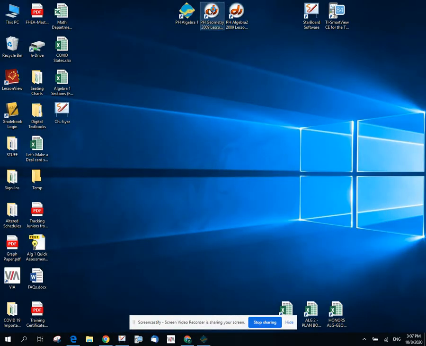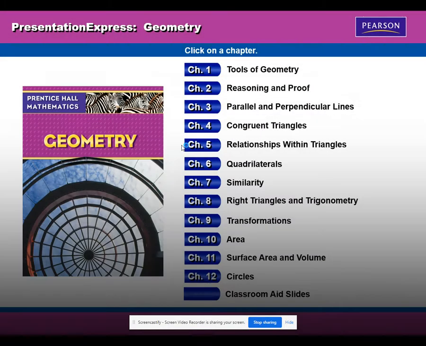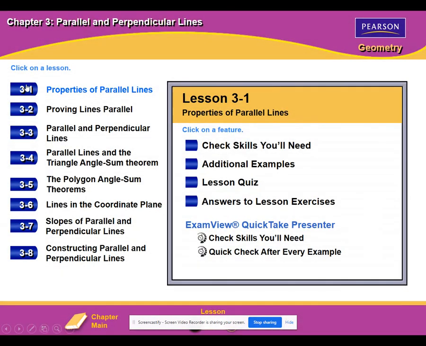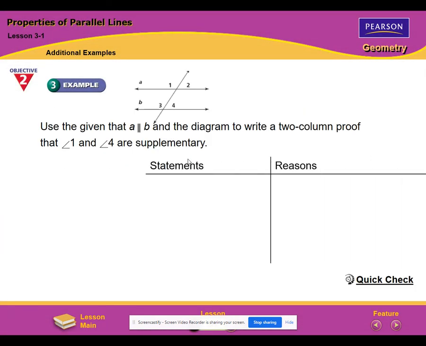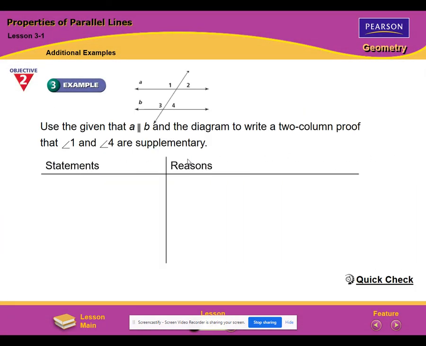First of all, we're not there yet. Let's look at a couple of examples. There will be one proof in these examples as well. Right here, it says use the given that A is parallel to B. That's line A is parallel to line B. And use the diagram to write a 2-column proof that angle 1 and angle 4 are supplementary.